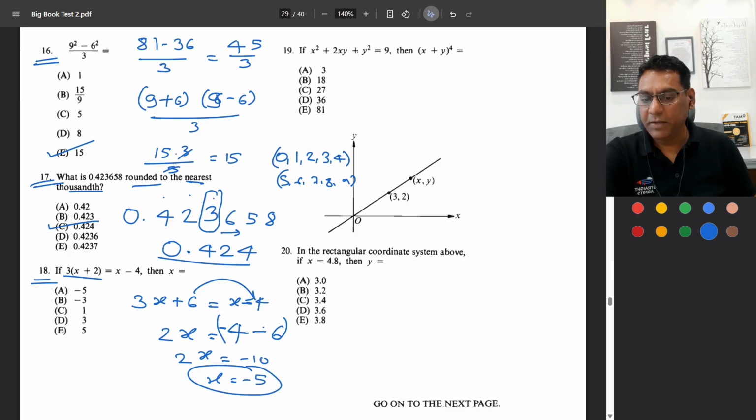Okay, let's verify this. Always verify, plug it in the answer. So what do I get here? If I put x is equal to minus 5, x plus 2 is going to be minus 3, correct? And minus 5 minus 4 is going to be minus 9. Is that making sense?